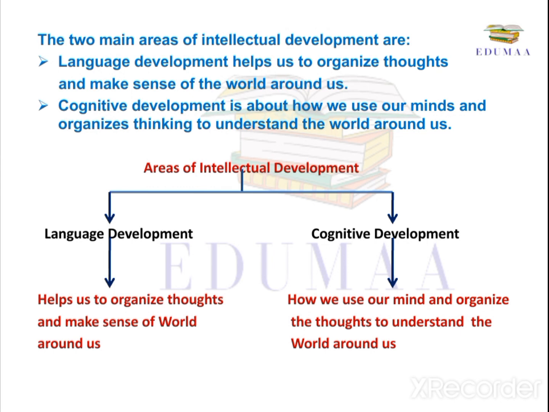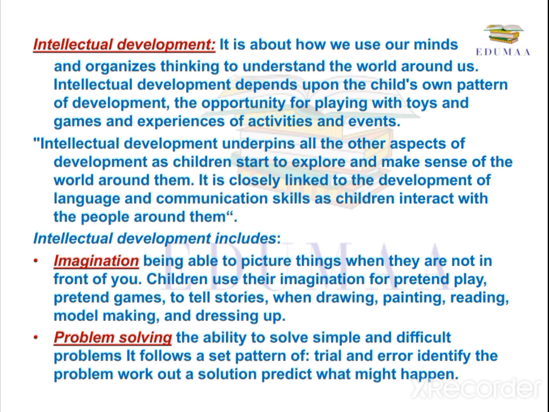Here you can see the diagram of the areas of intellectual development. First is language development and second is cognitive development. Language development helps us to organize thoughts and make sense of the world around us. How we use our mind and organize thoughts to understand the world around us is cognitive development. Intellectual development is about how we use our minds and organize thinking to understand the world around us.